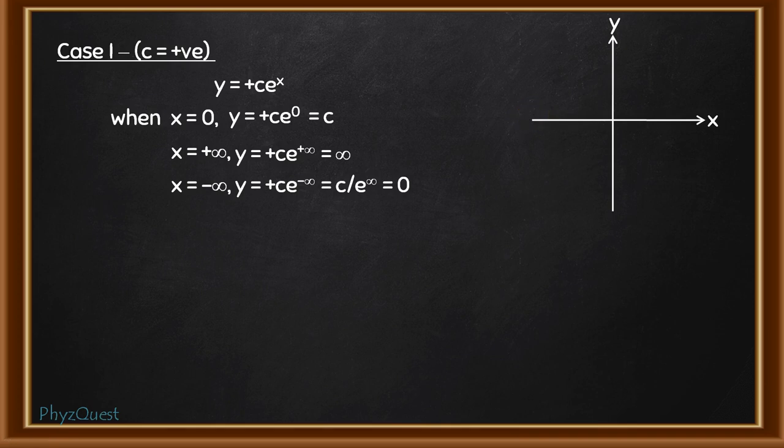So we have the values of y for different values of x. So when we plot it, the plot will be something like this. As you can see, at x equal to 0, y has a positive finite value. When x is approaching infinity, y is also approaching infinity. When x is approaching minus infinity, y is approaching 0. So this will be the plot.